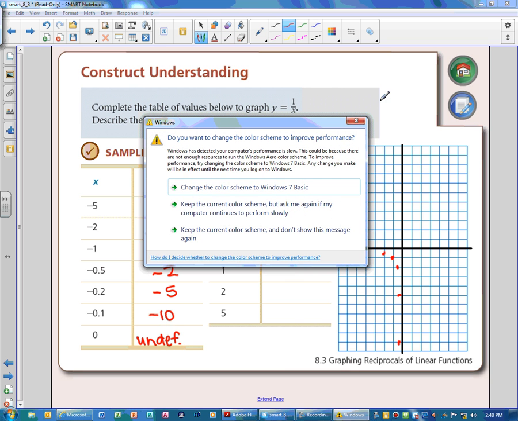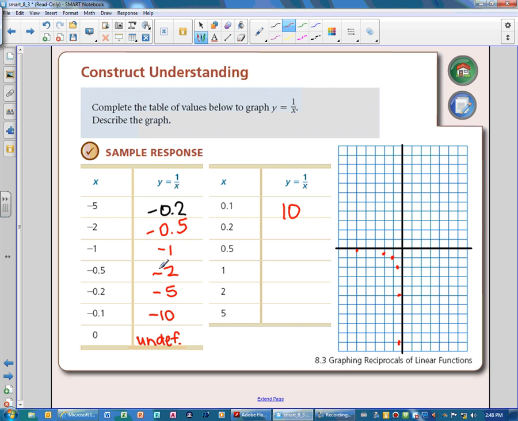Why does it keep doing that? Sorry. Start counting again. 1, 2, 3, 4, 5, 6, 7, 8. There. I'm just really close to my y-axis. 0.2 gives me 5.